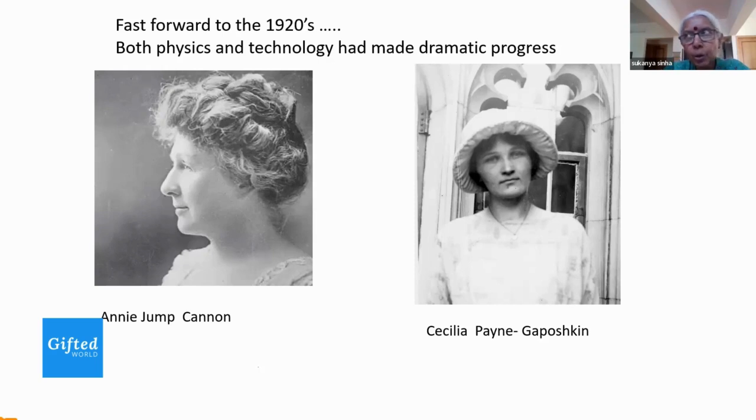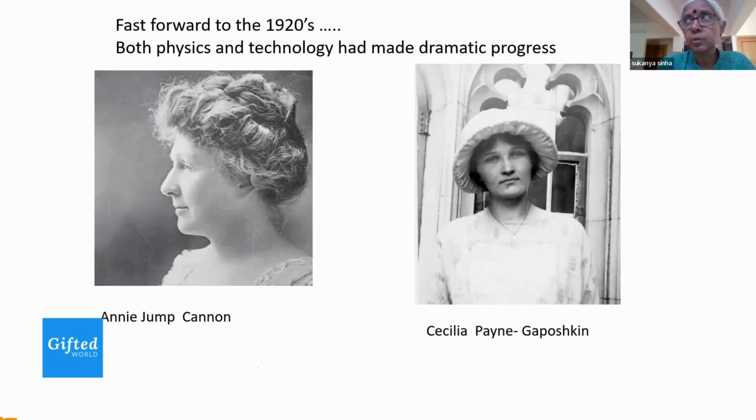So here, all the discoveries that I talked about were made by men. There were no women on the scene at all. And here I would urge you to look at these two women, especially the one on the left. This is Annie Jump Cannon and Cecilia Payne Gaposchkin, who made momentous discoveries. Annie Jump Cannon was a little older, late 1800s. But the point is that this was the 1920s, so physics had also progressed a lot further.